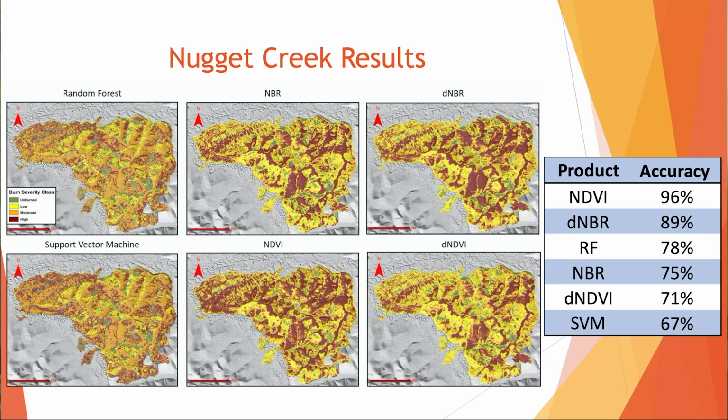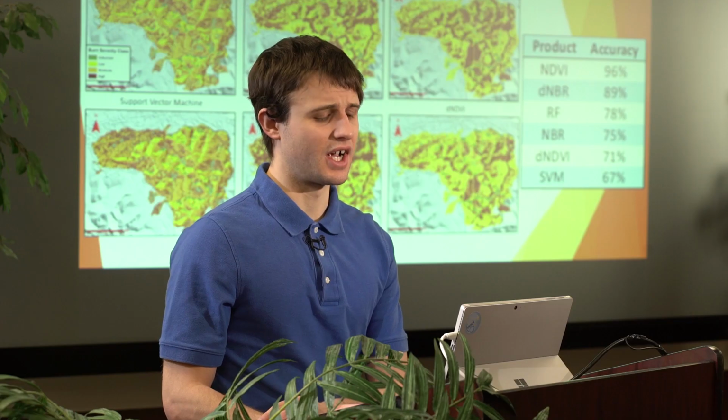And now if you look at the results from Nugget Creek, we're seeing something a little bit different. Our NDVI had a 96% accuracy, while our DNBR had an 89% accuracy. Our first machine learning classifier was the random forest with a 78% accuracy, followed by our NBR with a 75% accuracy, our DNDVI with a 71% accuracy, and then our least accurate product was the machine learning support vector machine with a 67% accuracy.